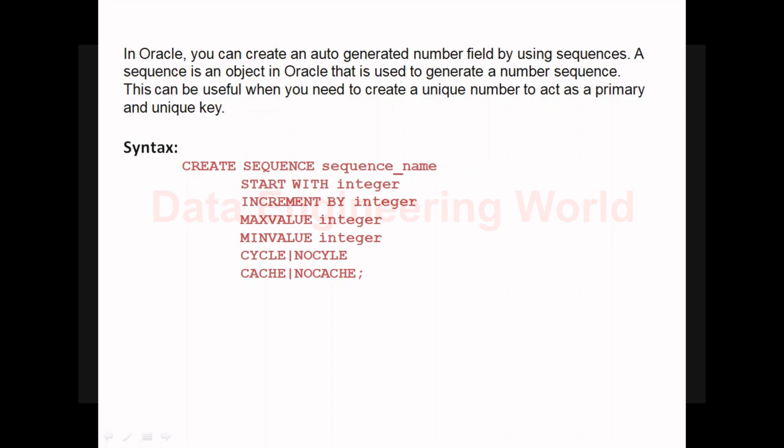Then we have cache and no cache. If we use the keyword cache, it stores those numbers in our cache memory. If we use the keyword no cache, then no generated values are pre-allocated in memory. So let's look at some examples of creating a sequence and using them in a table.